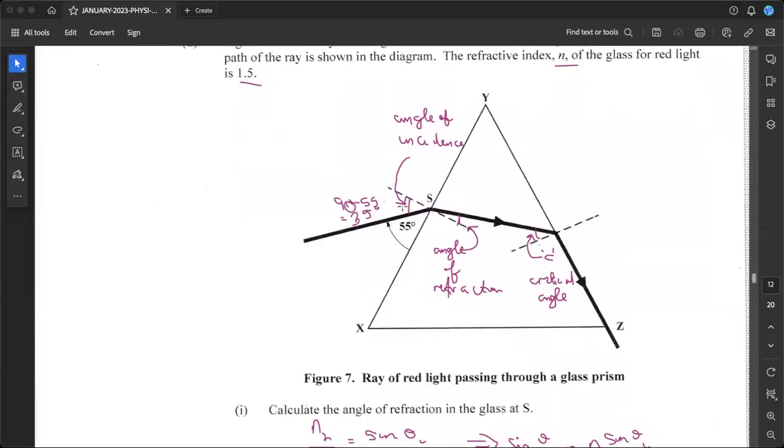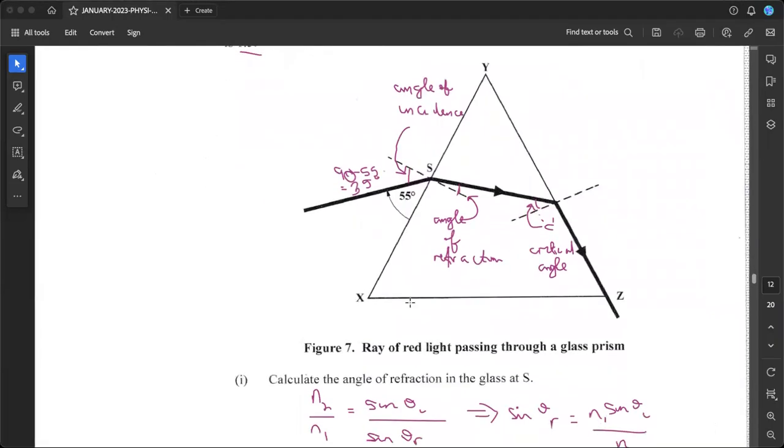Okay. So this is our incident ray on this face. This is our normal, and this is our refracted ray. Okay, so let's just stop at that part for now and see what they're asking us.